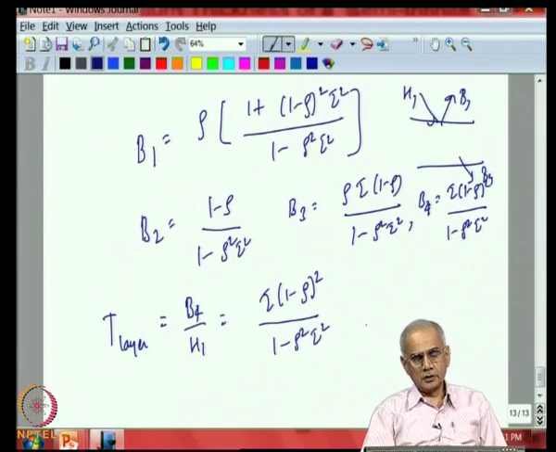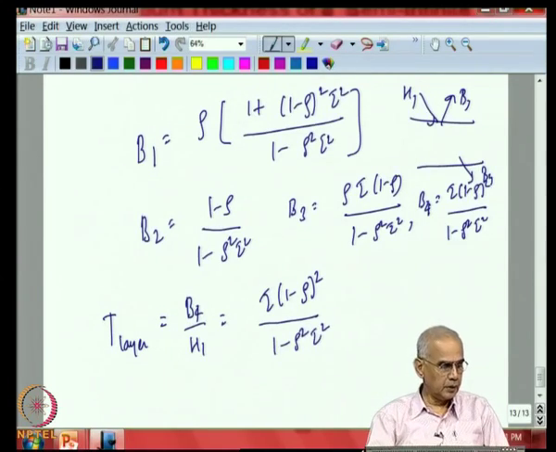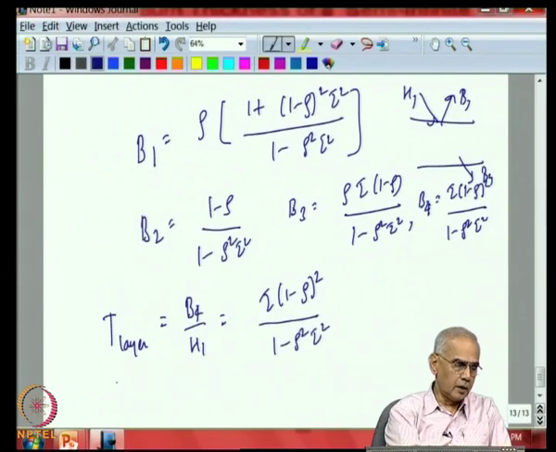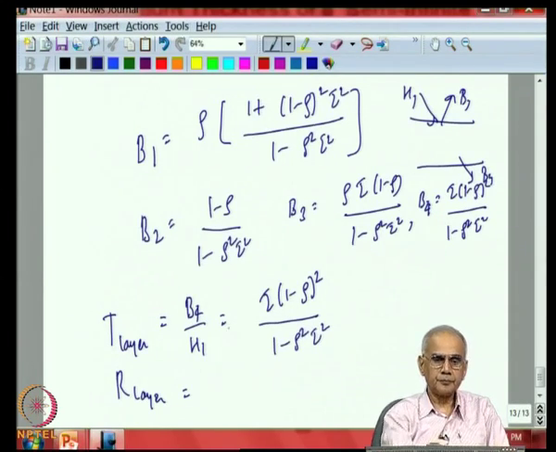So, this result is not surprising. If the reflectivity of the layer is 1, then of course the transmittance of the layer is 0, so there is no transmittance. Otherwise, this is very simple. Then the absorption or reflection of the layer comes out as equal to B1, that is the expression.